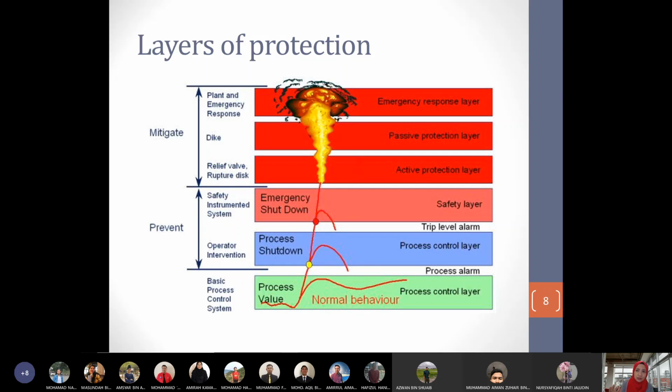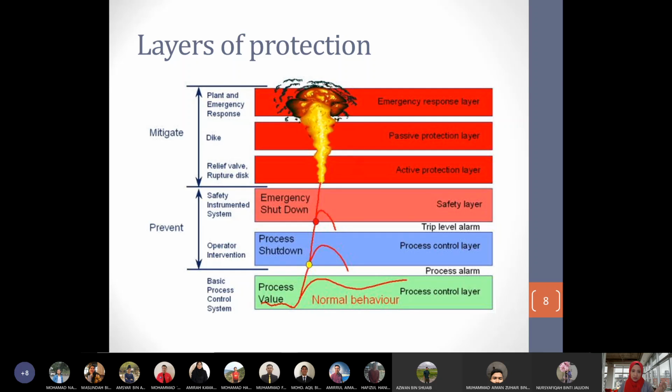So it will cause the alarm to sound. It will sound the alarm, and then also if the value keeps on moving up, there should be an emergency shutdown, for example. So this is the safety instrumented system, which is one layer of safety.